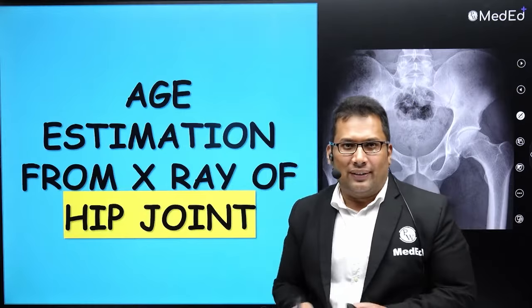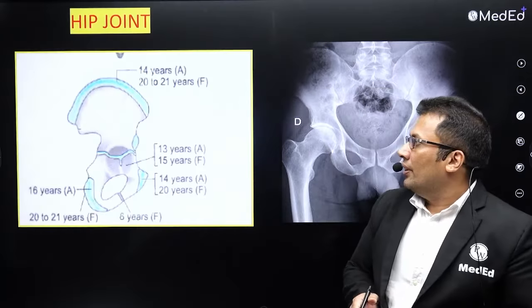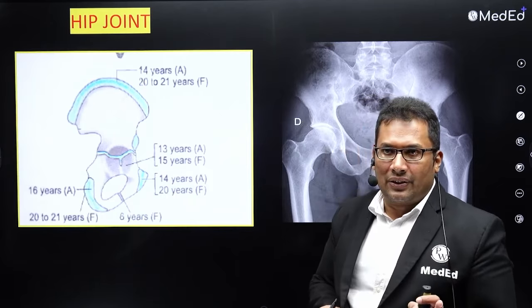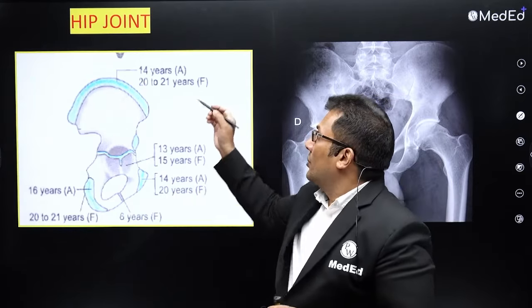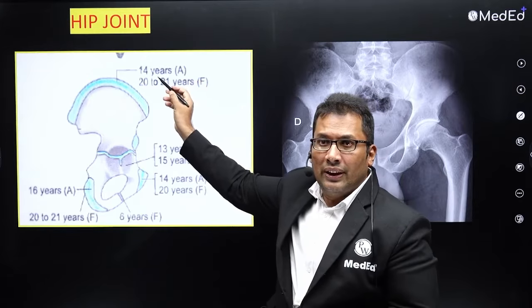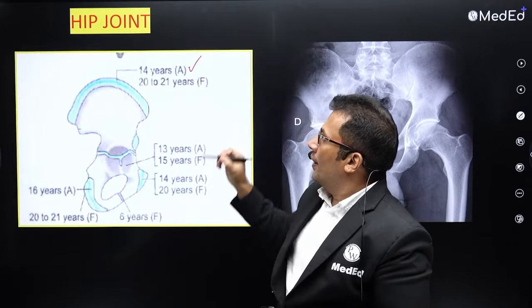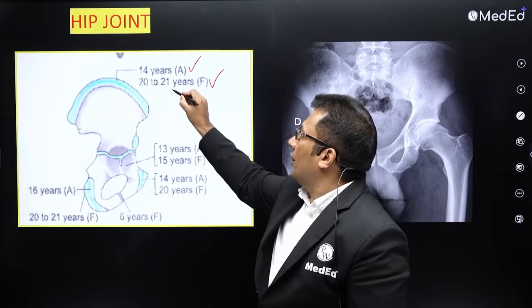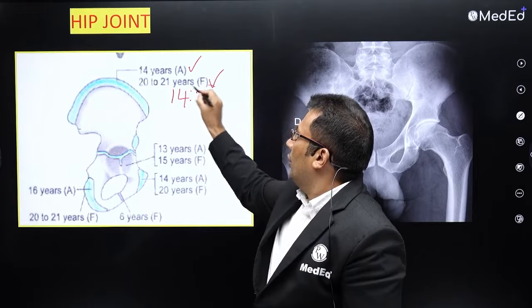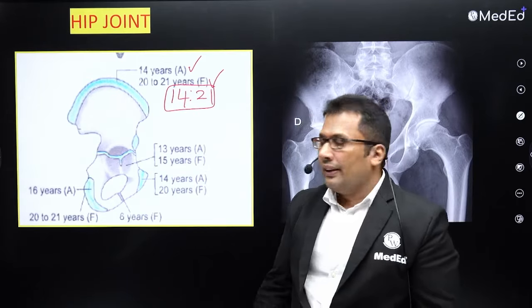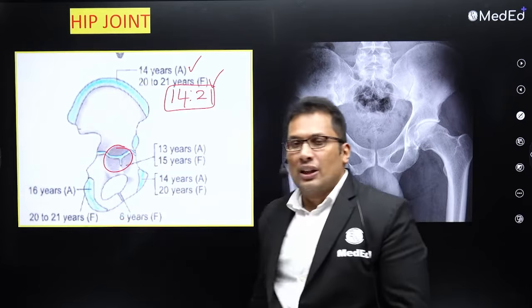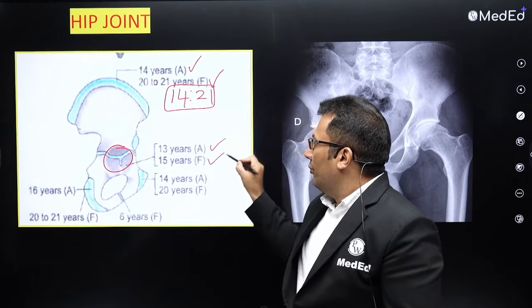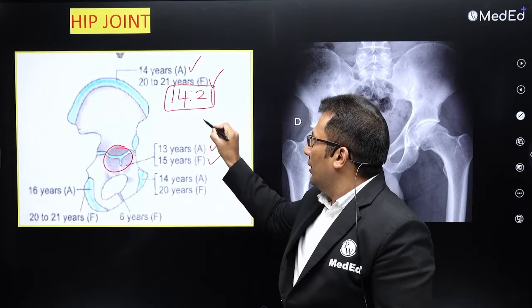Then the hip joint. For the hip joint, you need to start from the iliac crest. Iliac crest: appearance, A for appearance, 14 years. Fusion 20 to 21 years. So it is 14, 21. Then look at the acetabulum, triradiate cartilage. Appearance 13 years, fusion 15 years. So the rule is 13, 15.